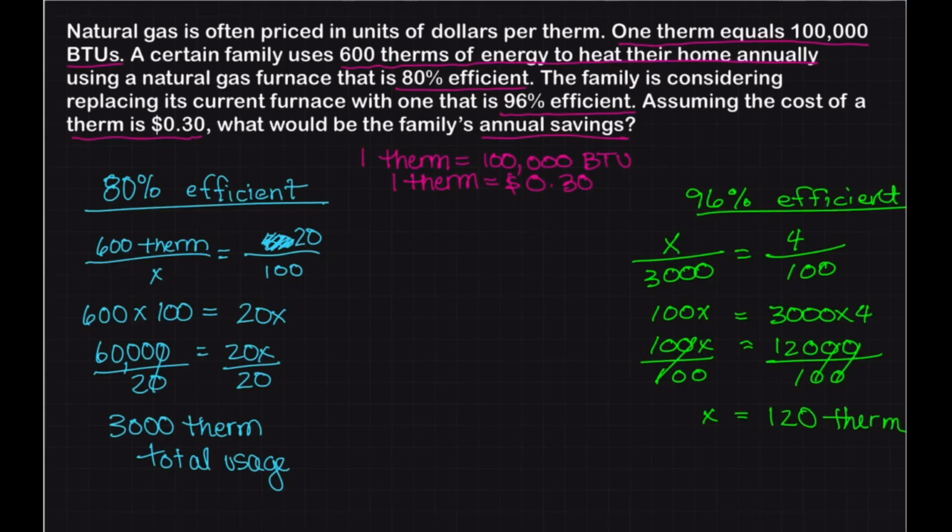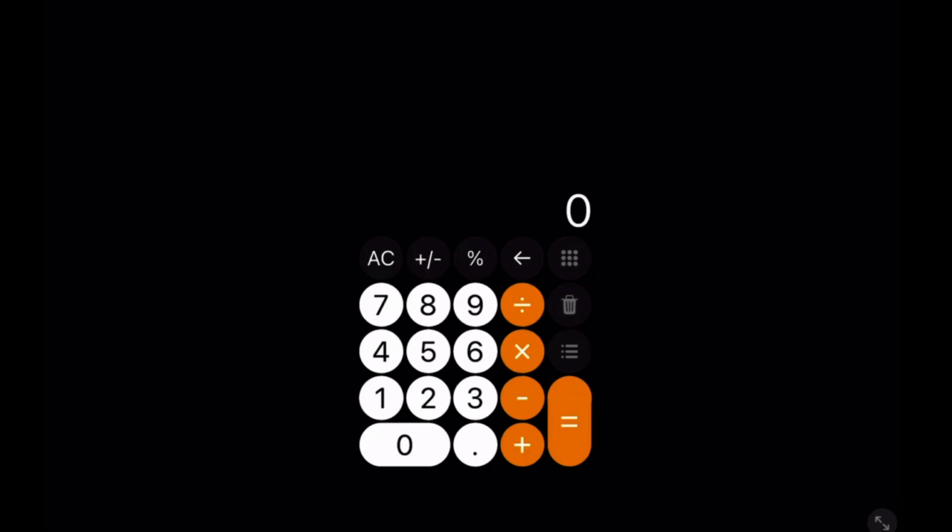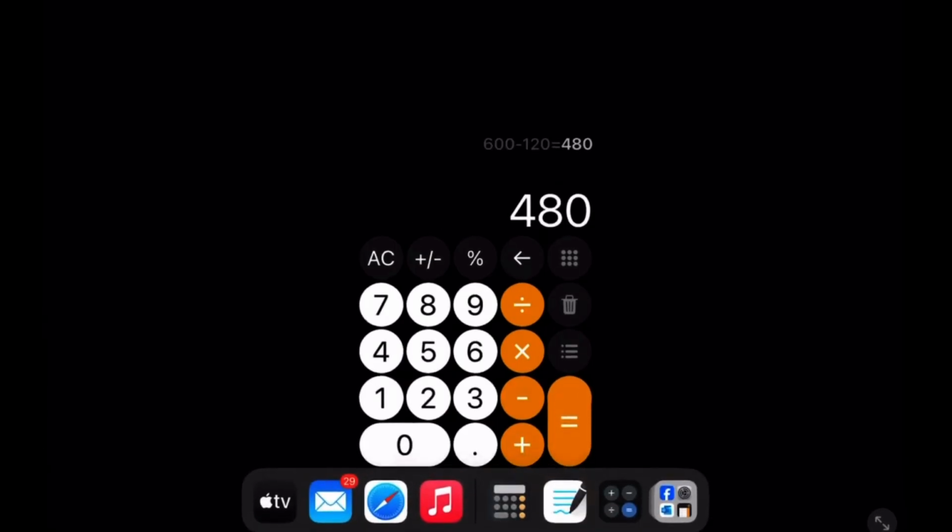So instead of using 600 therm, they're going to use 120 therm. So now we want to know how much they save per year. And so we can take this 600 and multiply it by the money, and then the X, this one by the money. Or we can do exactly what we did in the other problem, is we can take 600 minus 120, and that's going to give me 480.